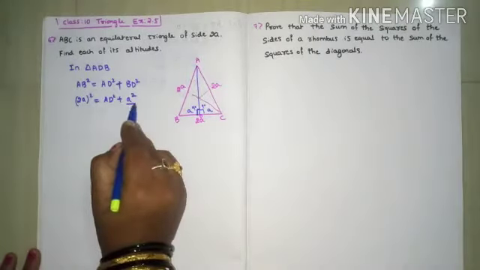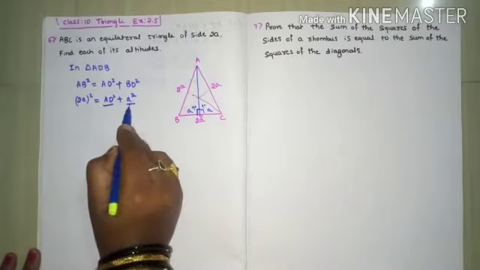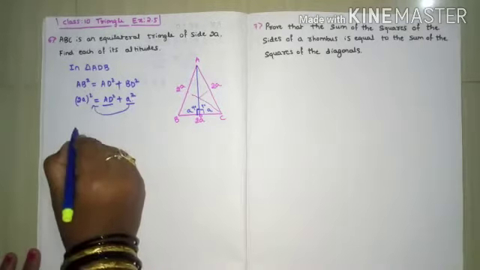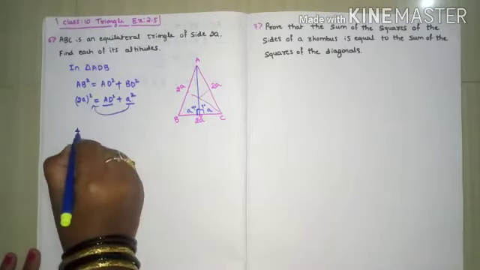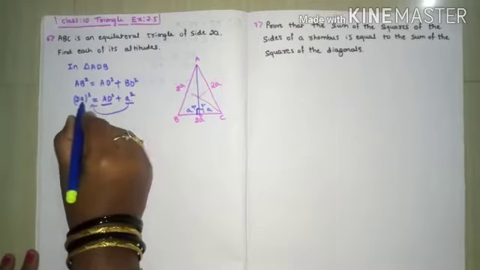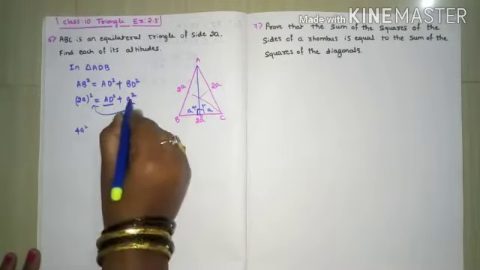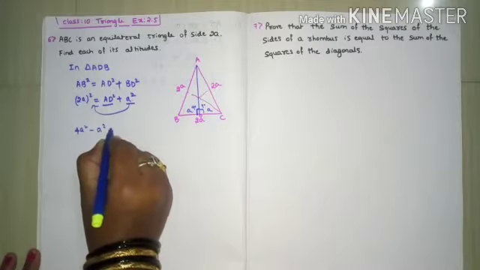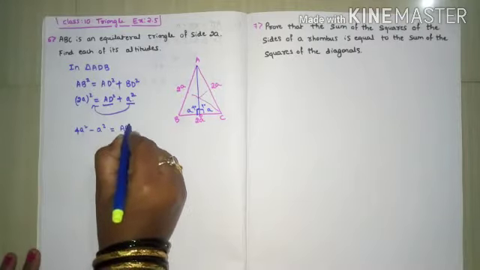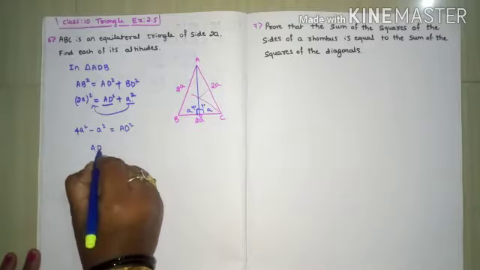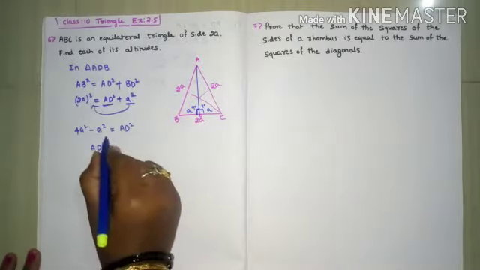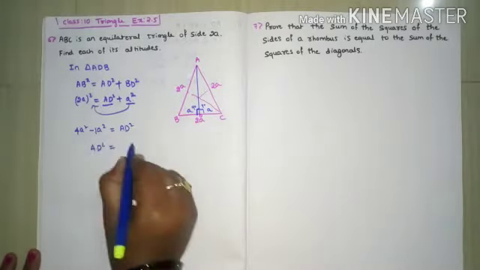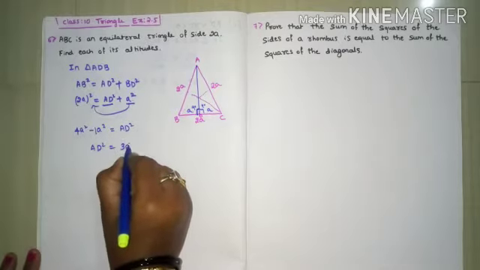Now we want AD, so you transfer this A square to the left side. 2A square will become 4A square. 2 square is 4, A square is A square. This A square I will transfer this side, minus A square is equal to AD square. This AD square I will write left. AD square is equal to 4A square minus A square. Nothing is there means 1, will become 3A square.